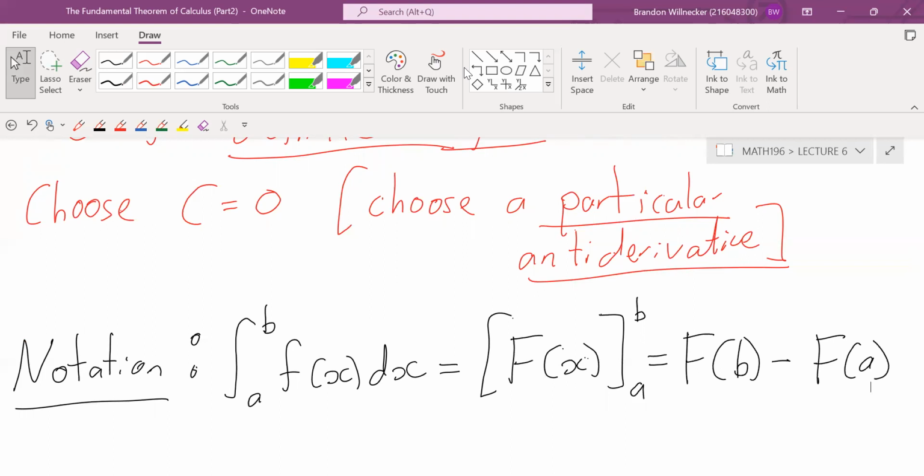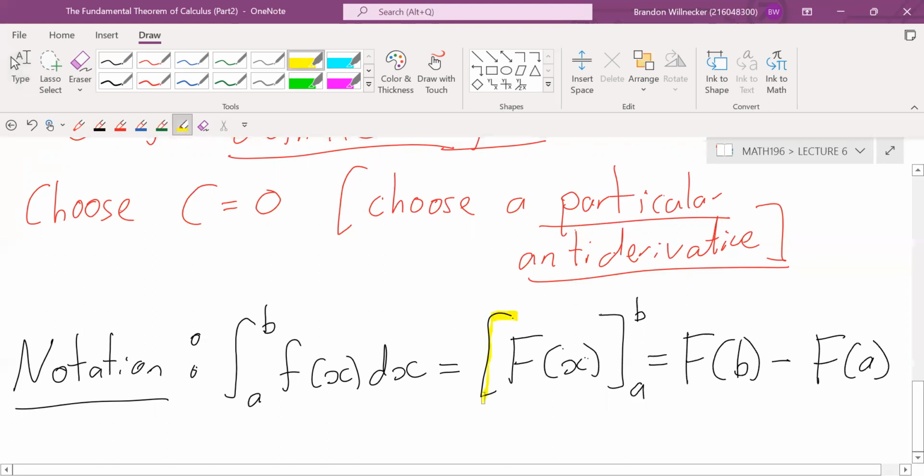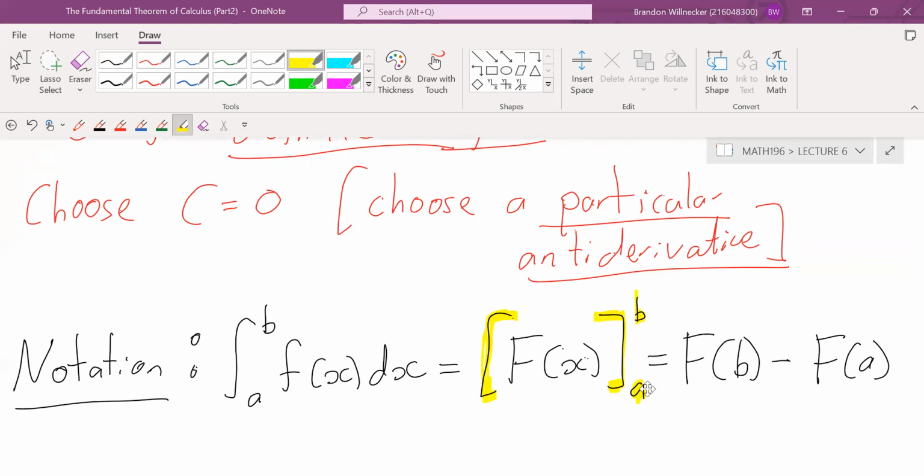So let's just highlight here this whole idea of putting the square brackets with the upper bound and the lower bound. That's just notation. There's nothing too complicated about that. We'll see that it's useful notation when we are doing calculations, because it allows us to write the antiderivative first, and then we can do the evaluation. So it's a little halfway step there. Okay, so let's take a look at some examples.